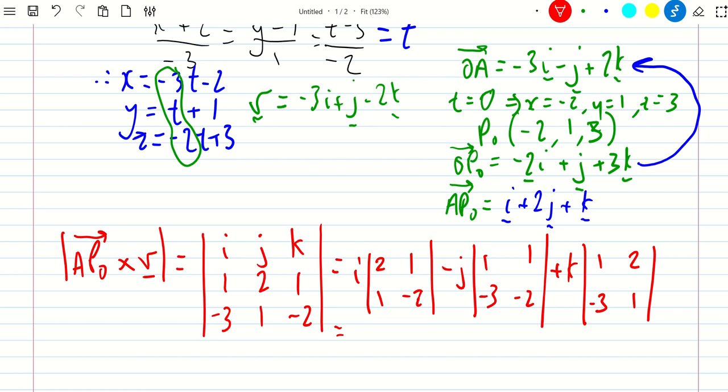Okay, so I've just expanded out the determinant there. For the i: -4 take away 1, that'll be -5i. For the j's, we've got -2 take away -3, so -2 plus 3, so it's going to be +1, the determinant, so it's going to be -j. Let me just check that because I had multiple negatives going on there. -2 plus 3, +1j. Yep, that is correct. And k, it's going to be 1 plus 6, so that's going to be 7k. Okay, so there is my cross product, AP naught cross V.